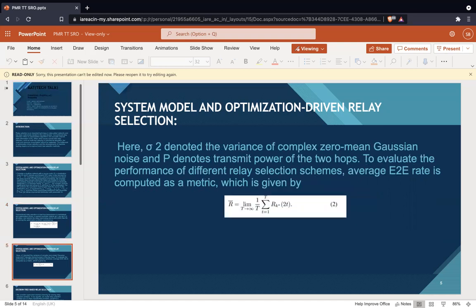Here, sigma square denotes the variance of complex zero-mean Gaussian noise, and P denotes the transmit power of the two hops. To evaluate the performance of different relay selection schemes, average end-to-end rate is computed as a metric, which is given by R bar equal to the limit as T extends to infinity of 1 by T times the summation over t equal to 1 to T of R k of t.